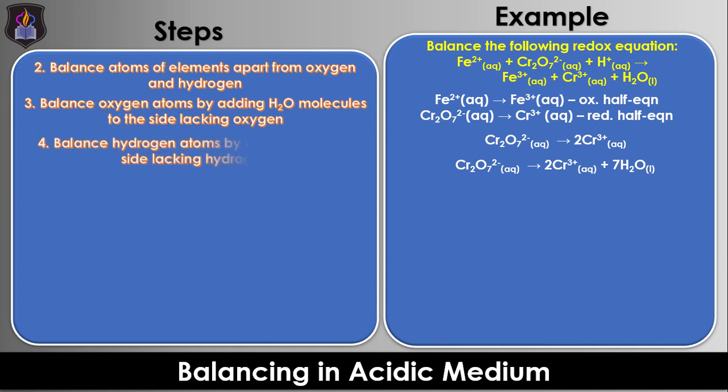4. Balance hydrogen atoms by adding hydrogen ions to the side lacking hydrogen. This also does not affect our oxidation half equation as it does not contain any hydrogen atom. So in our reduction half equation, after balancing oxygen atoms, we had 7 times 2, that is 14 atoms of hydrogen on the right hand side and none on the left hand side. So we add 14 hydrogen ions to the left hand side.